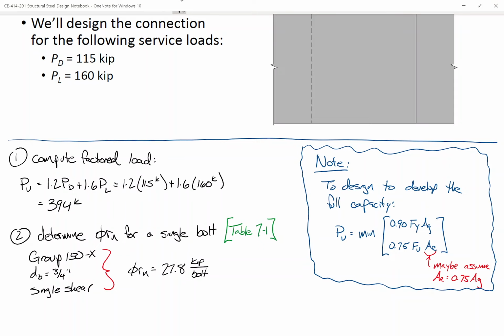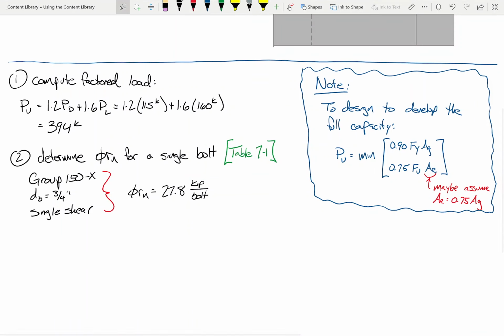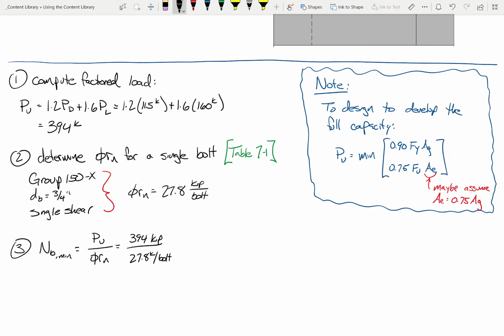Okay. So now what we need to do is determine the number of bolts. So we'll call it NB min or whatever. Doesn't really matter. And so all I'm going to do is take the load and divide it by the shear capacity of a single bolt. So how many bolts are we getting? Let's actually calculate it out. Let's embrace the decimals, as it were. 14.17.